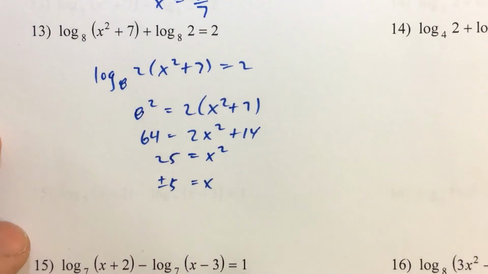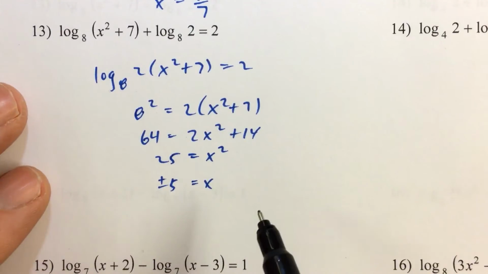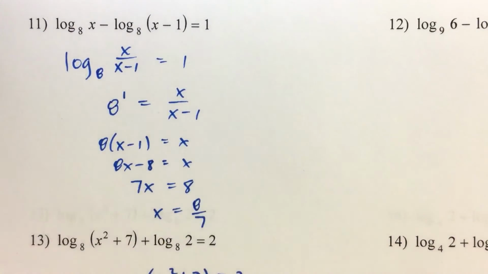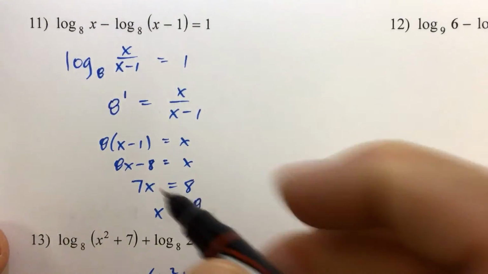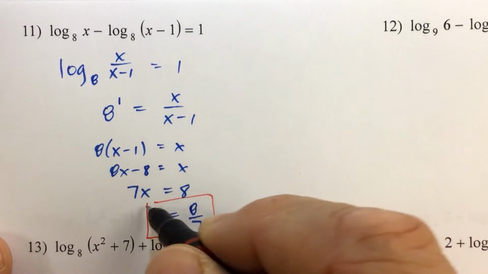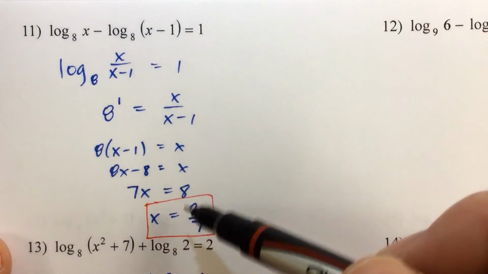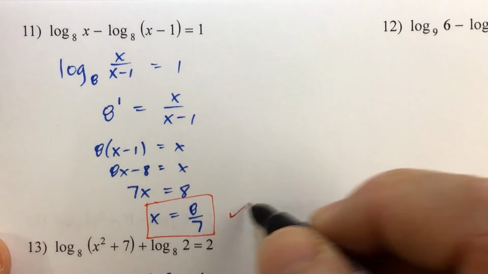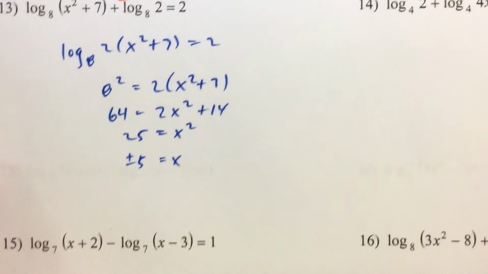Now, here's the thing. We always want to check to make sure, and we didn't do that in the last one, check to make sure our answer that we get makes whatever we're taking the log of a positive number. So 8/7 is positive there. 8/7 minus 1 is still positive. So I want to make sure we check. I forgot to do that.